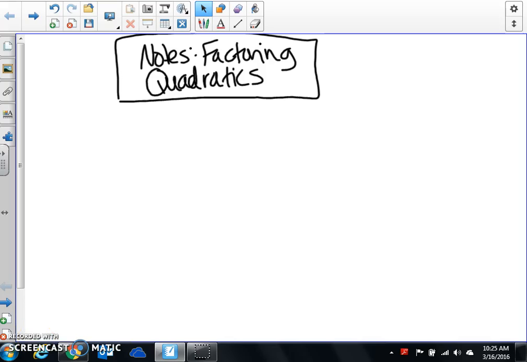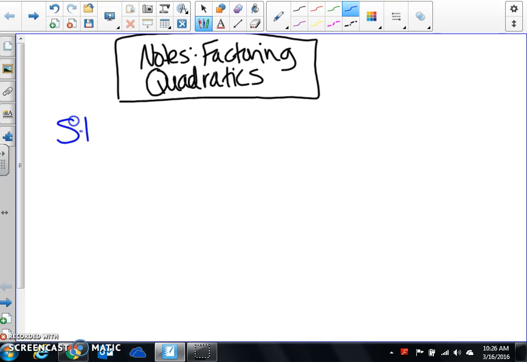All right, we are going to be factoring quadratics. So remember, a quadratic has an x squared. It's a power of 2, or degree of 2. Also, they're going to be trinomials. So there's going to be 3 terms, and the greatest term is going to be our x squared, okay?